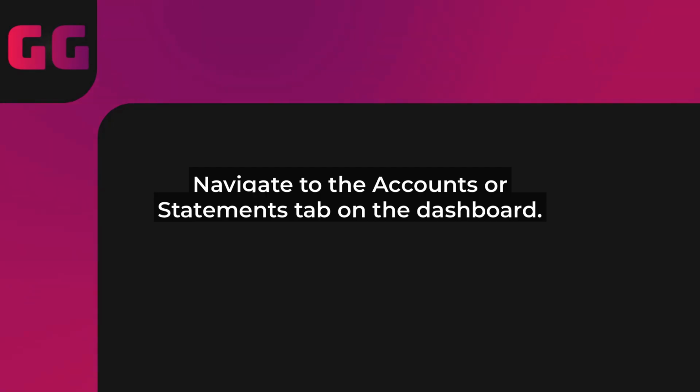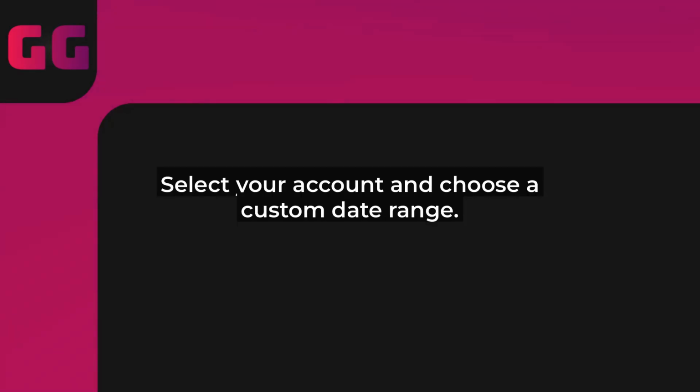Now, once you're logged in, navigate to the main dashboard. Look for the Accounts or Statements tab. It's usually front and center. Tap on it and you'll see a list of your linked accounts. Select the one you want to view statements for, like your checking or savings account.